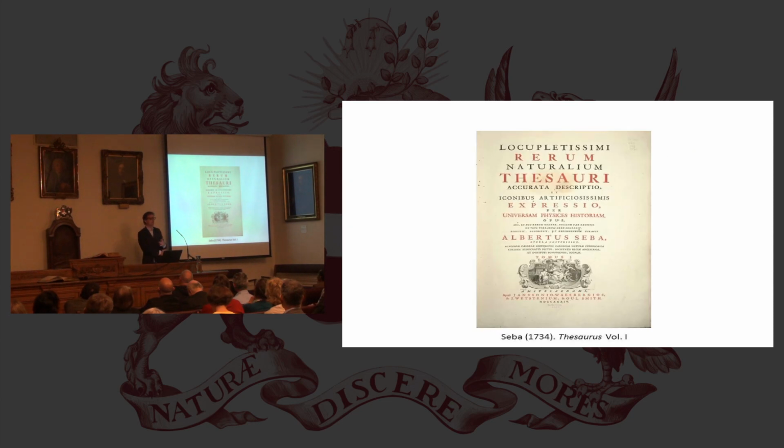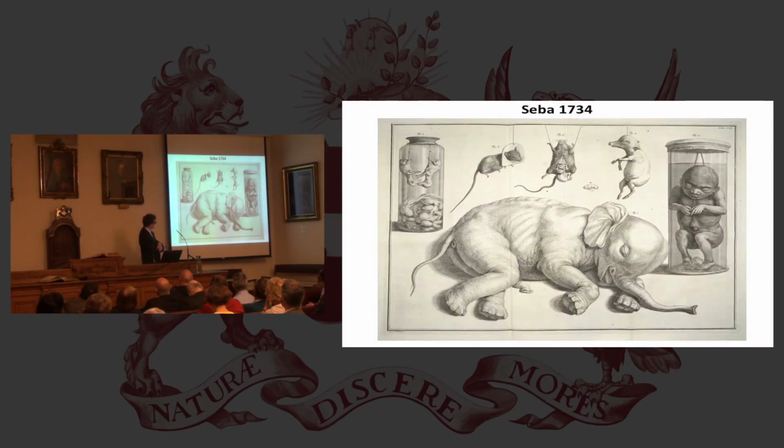So Seba actually publishes 4 volumes of his massive tome, Locuplatissimi Rerum Naturalium Thesauri. He published this, 2 of them in 1734. Volume 1 is about the plants in his collection, most of the mammals, the birds, the reptiles. He then, and this is actually the one that's most important for our study, because inside this book there is this illustration on plate 111 of a baby elephant, a fetal elephant. Now, this is a very large book, and this is actually a life-size drawing in the original book.